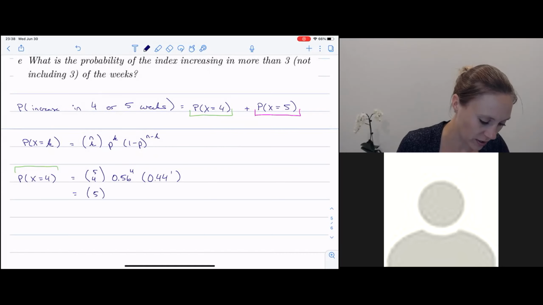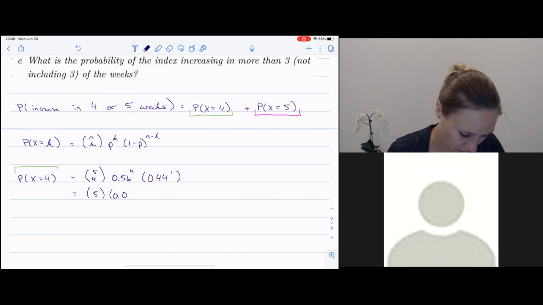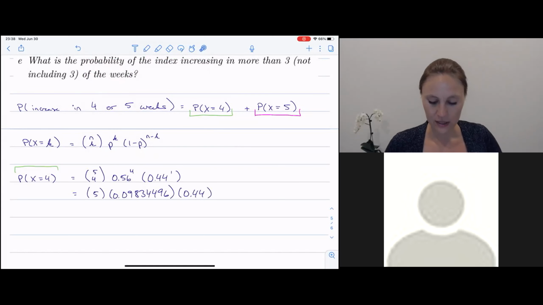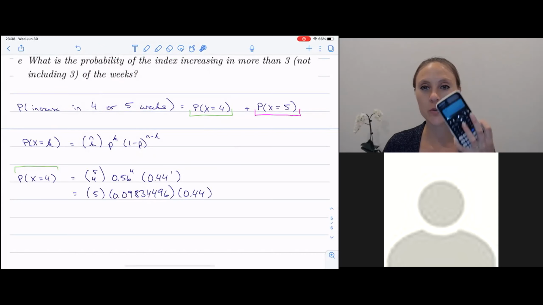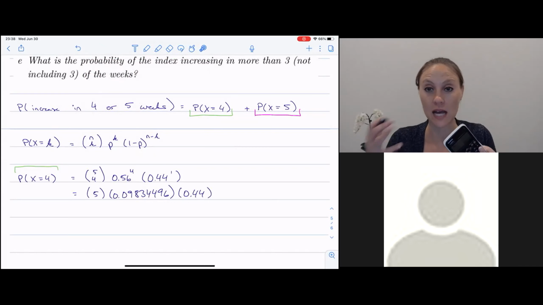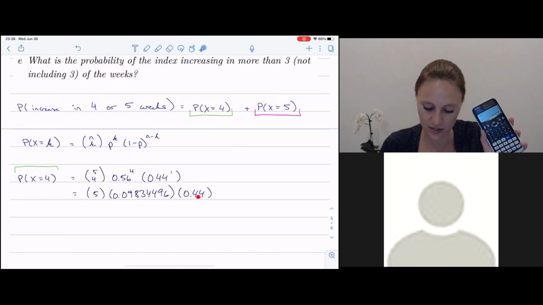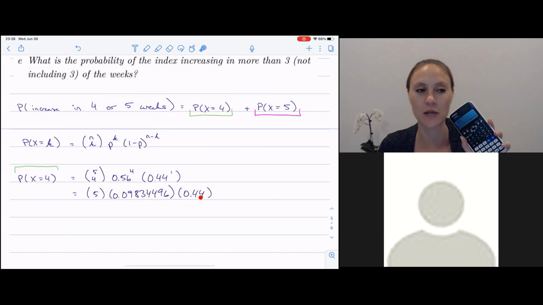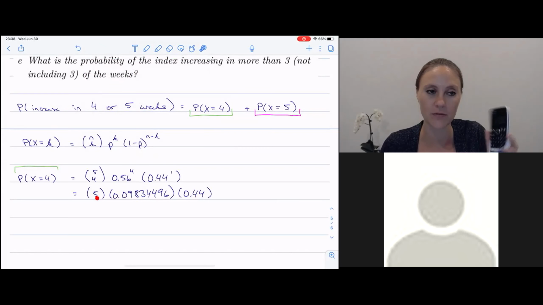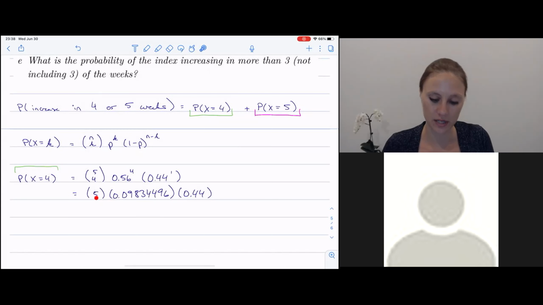0.56 to the power of 4 is roughly 0.098344496. Whenever you can, keep all your decimal places. So not just the ones that show up on your screen. Use whatever your calculator has because it has more values stored. It just can't show them to you. And so keep this on the display. And then because these are easy enough to deal with, I'm going to multiply that by 0.44 and then multiply by 5. You want to keep as many, especially for binomial distributions, keep all your decimal places.